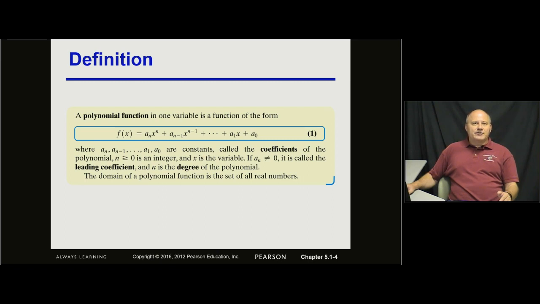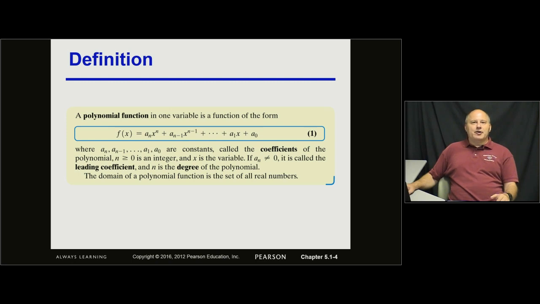n is greater than or equal to 0 and is an integer, and x is a variable. If a sub n does not equal 0, it is called the leading coefficient, and n is the degree of the polynomial. So the degree is basically the largest exponent. So if you have an x to the 15th, an x to the 11th, and an x to the 12th term, then x to the 15th is the largest one, so 15 is the degree of the polynomial. So quite easily, I figured out.